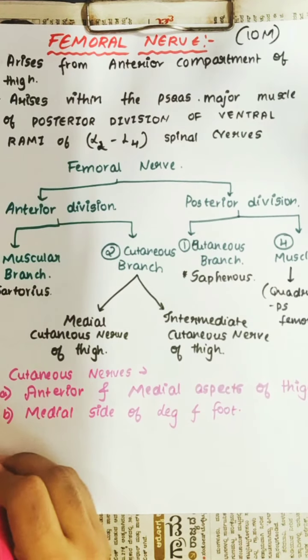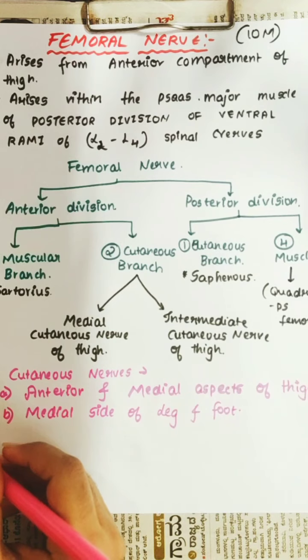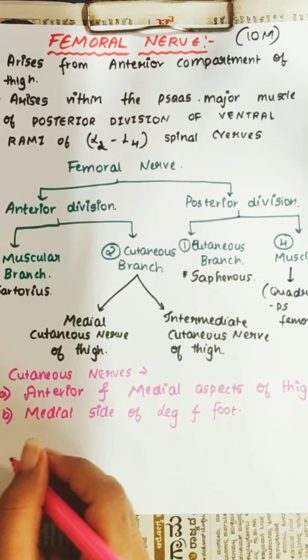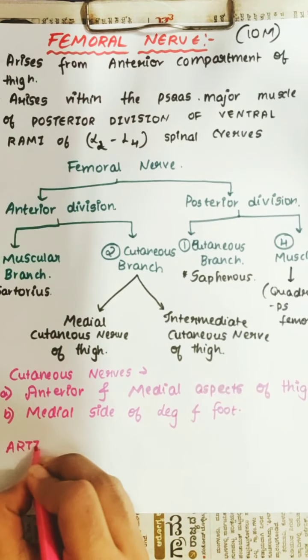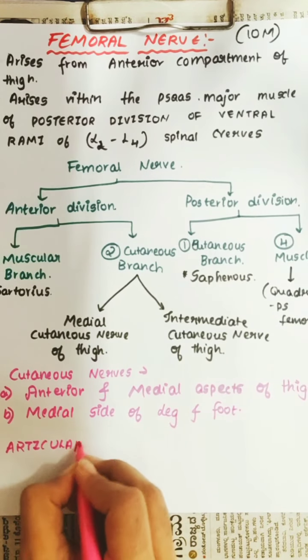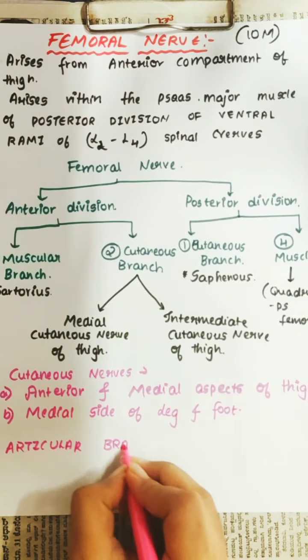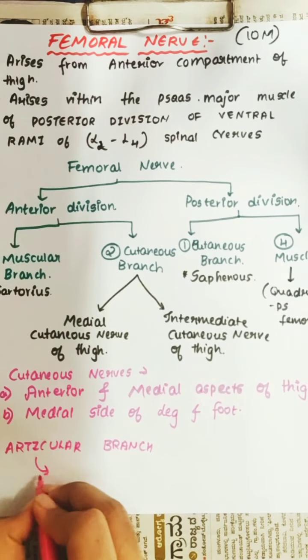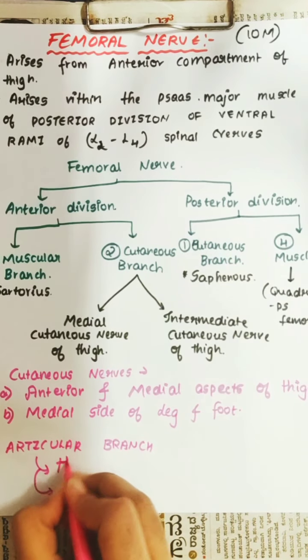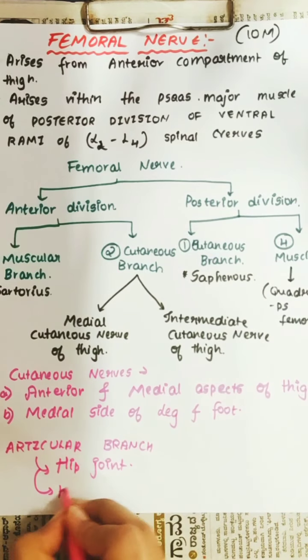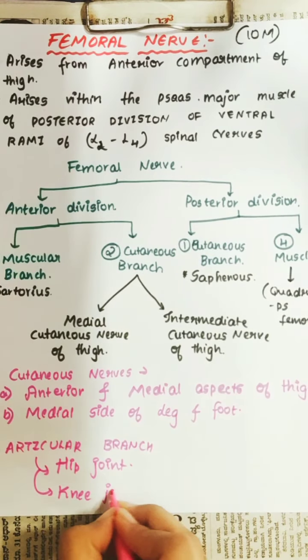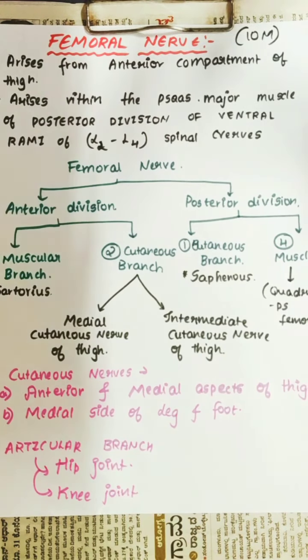There is also an articular branch. Articular branch mainly supplies the hip and the knee joints. So there is an articular branch which mainly supplies two joints, that is the hip joint as well as the knee joint. Okay, so this was about the diagrammatic representation of the femoral nerve. This was the flow chart.